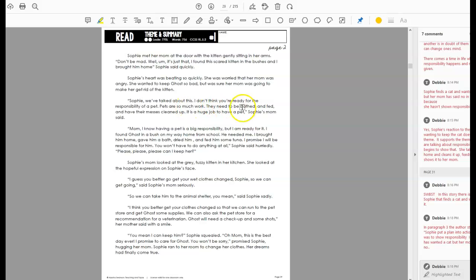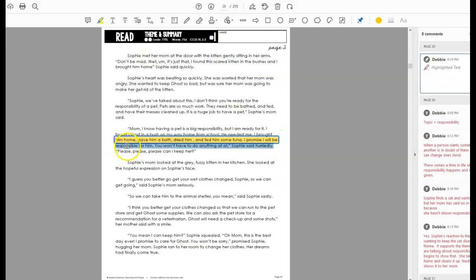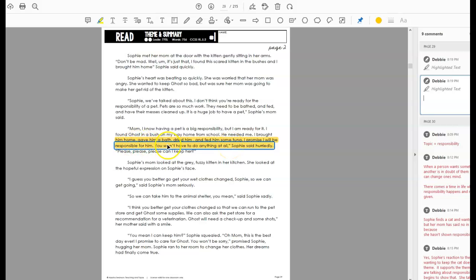Sophie, we've talked about this. I don't think you're ready for the responsibility of the pet. Pets are so much work. They need to be bathed and fed and have their messes cleaned up. It's a huge job. But look what Sophie wrote. Mom, I know that it's a big responsibility and I'm ready for it. I found Ghost. He needed me. I brought him home. I gave him a bath. I dried him and I fed him some tuna. I promise I will be responsible for him. You won't have to do anything. I would quote that.